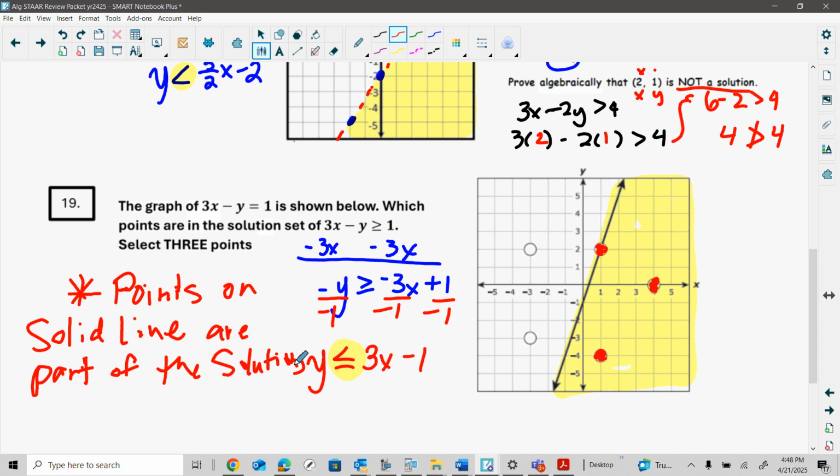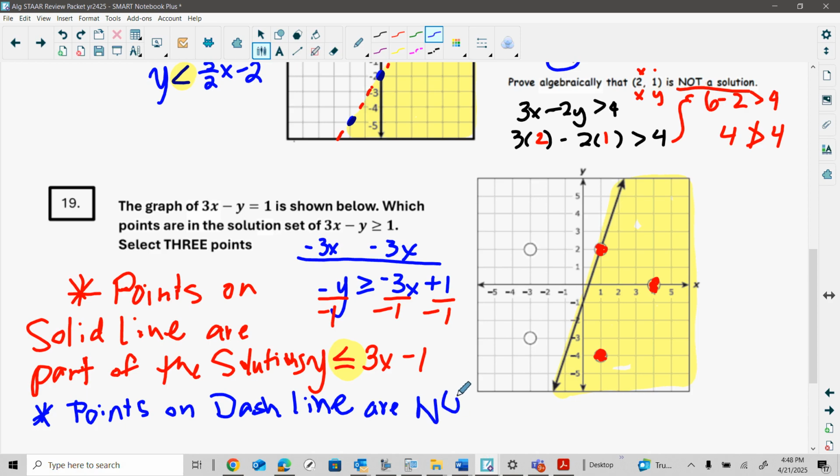Sorry about that. Points on a dashed line are not a solution. All right, make sure you got that done. Sorry about the writing here. I got a delay with my tool.